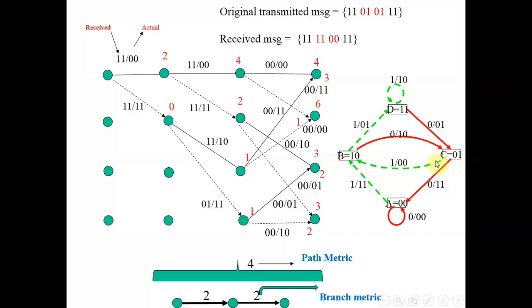And if I go from C to B, my expected output is 0 0. My actual received bit is 0 0. So there is no more error addition. So you have up to this point an error of 1. No addition if I go from C to B. So my total error count is 1.